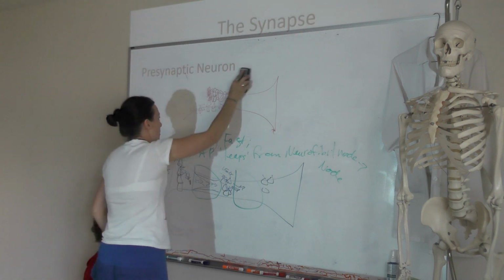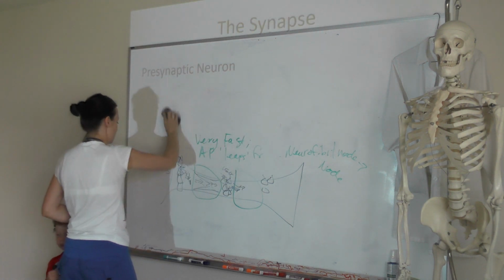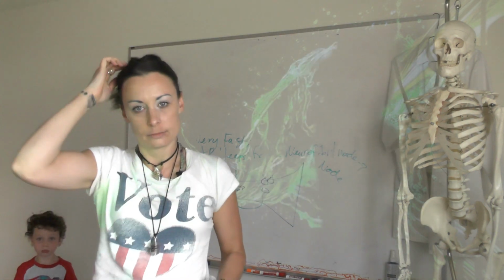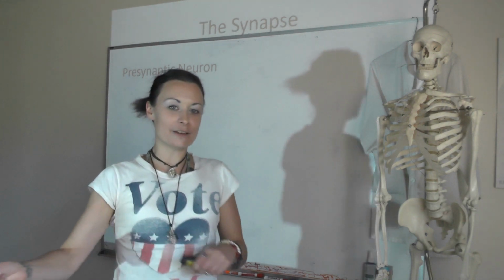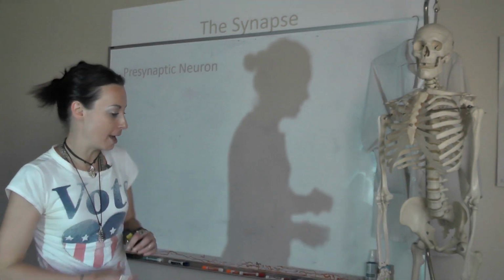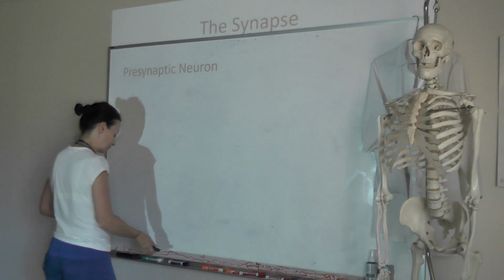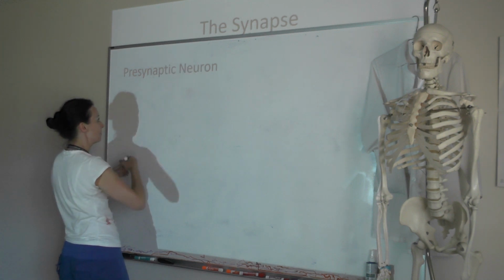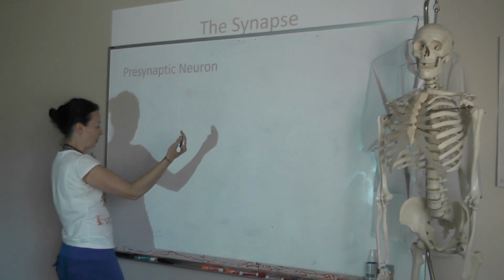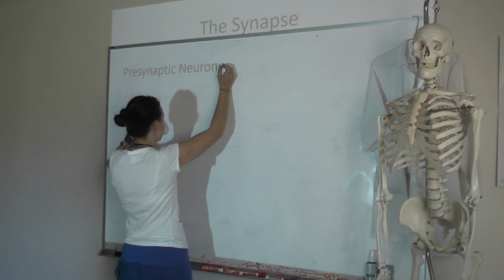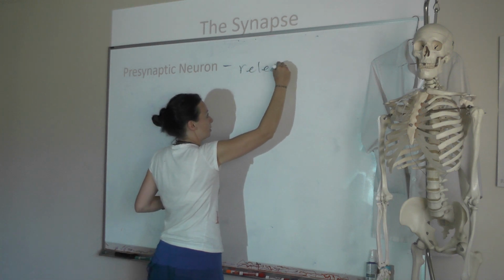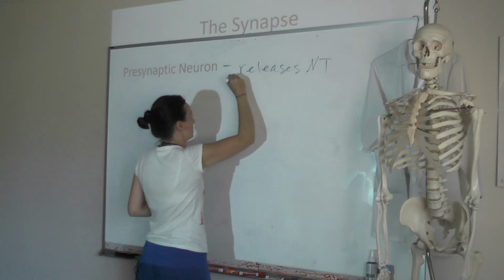Okay, so the synapse. All right, so the site of information transfer in the nervous system is this spot called the synapse. And in the synapse, we've got multiple neurons interacting with each other. The first is the presynaptic neuron before the synapse, and this is going to be the one that's sending the neurotransmitter message. So we'll say the presynaptic neuron is going to be releasing neurotransmitter into the synapse.